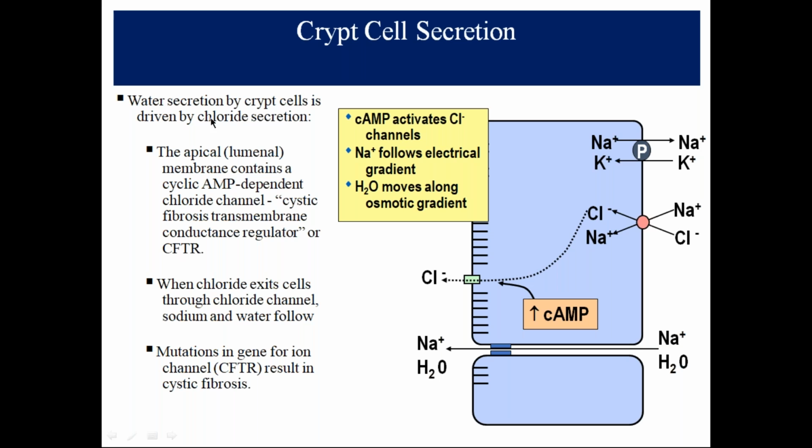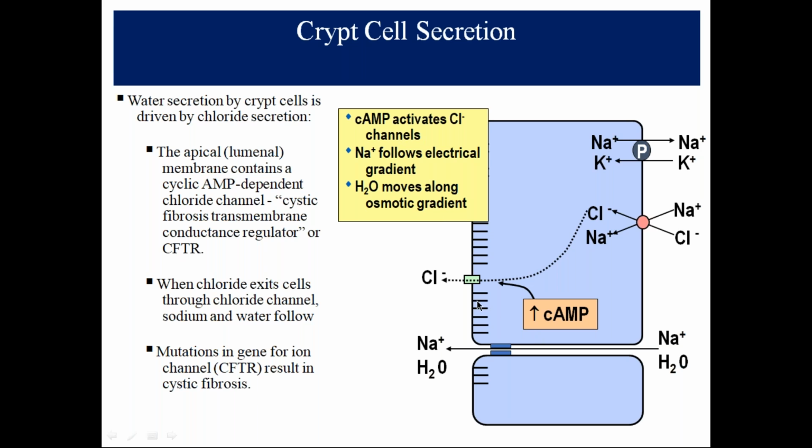Okay, so water secretion by crypt cells is driven by chloride secretion. So as you can see, the apical membrane contains a cyclic AMP dependent chloride channel, ठीक है, जिसको आप कहते हो cystic fibrosis transmembrane conductance regulator. Now this I told you when I was telling you about the pancreatic secretion, तो इसको मैंने आपको काफी डिटेल में पढ़ाया था, जिसमें I told you about the secretin and the cholecystokinin also. So mutations in this gene for the ion channel will result in cystic fibrosis.